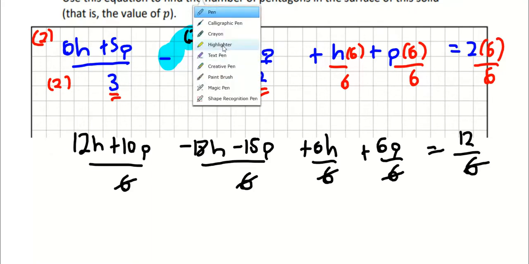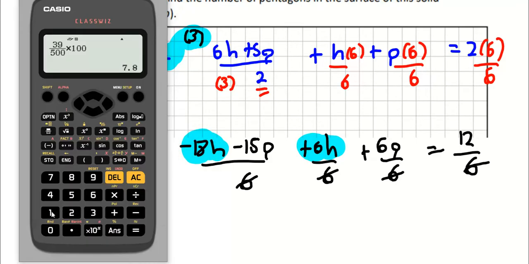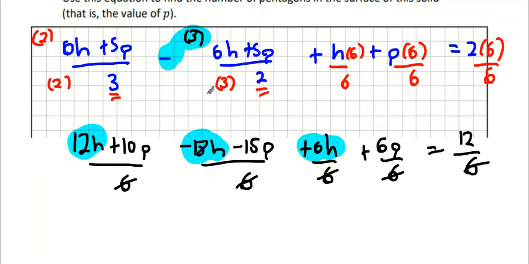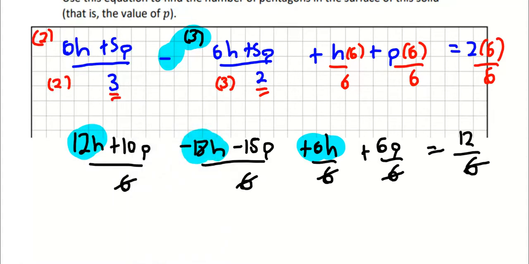Now, if we highlight the 12h, the 6h, and the 18h, you can find out quite quickly that 12 minus 18 plus 6 equals 0. So all the h's cancel each other out. And what's going to be left is 10 take away 15 plus 6. And that means there's going to be 1p left over. And this means 1p equals 12. Okay? And that is the answer for 8b part 3.